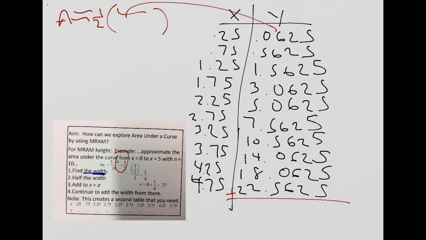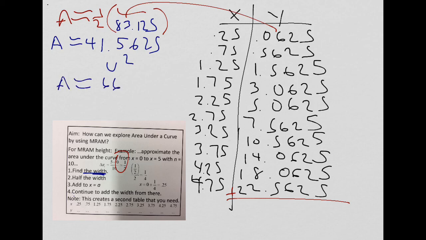Okay, so over here I got 83.125. If you did get a different number, let me know. So that's 41.5625 square units. Or if I did write it as a fraction, we're approximating the area to be 665 over 16 square units.